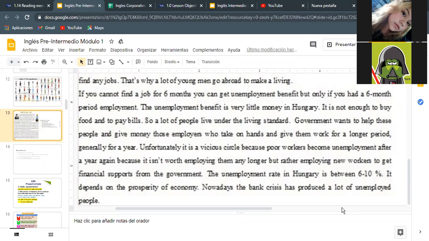The unemployment rate in Hungary is between 6 and 10, no me acuerdo como dijo, por ciento. Percent. Yep. It's between 6 and 10%. It depends on the prosperity of economy. Nowadays, the bank crisis has produced a lot of unemployed people. Okay, it's going to start Gabriel Argueta.